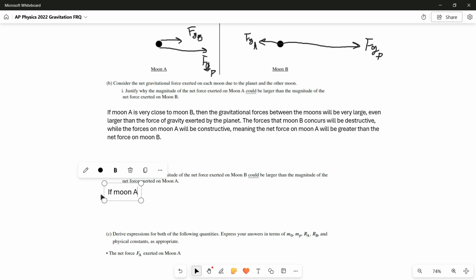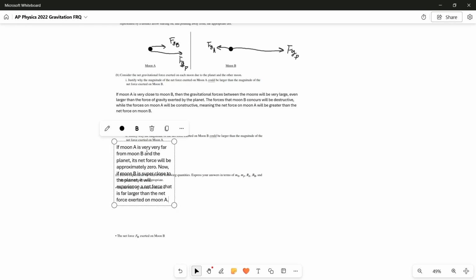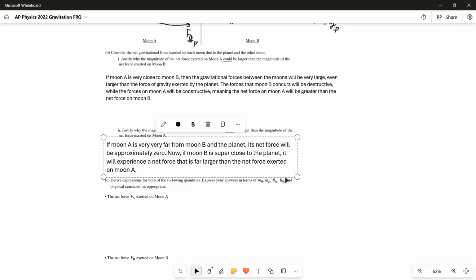if Moon A is very, very far from Moon B and the planet, its net force will be approximately 0. Now, if Moon B is super close to the planet, it will experience a net force that is far larger than the net force exerted on Moon A. All right, so these are two hypothetical scenarios that we can be dealing with. So that's really how we could answer question B.